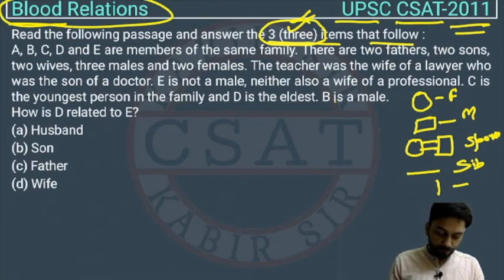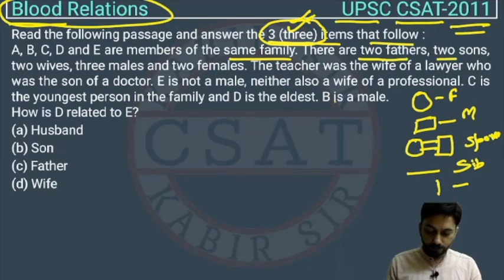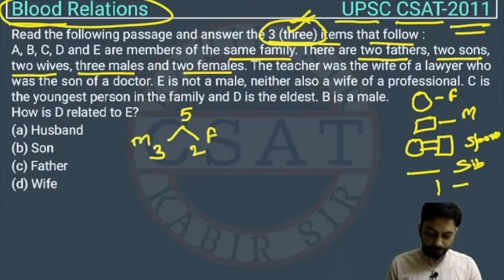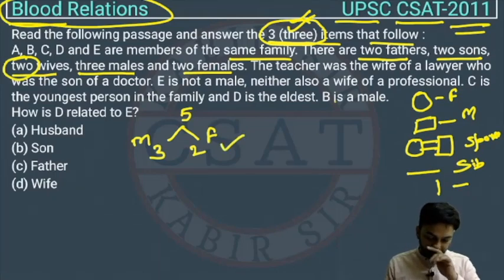right? So the question is A, B, C, D, E are members of the same family. There are 2 fathers, 2 sons, 2 wives and 3 males and 2 females. So there are 5 total members. 3 are male, 2 are female, right? And 2 wives, right? So these 2 are married. The teacher was the wife of a lawyer. So now let's draw a family tree.